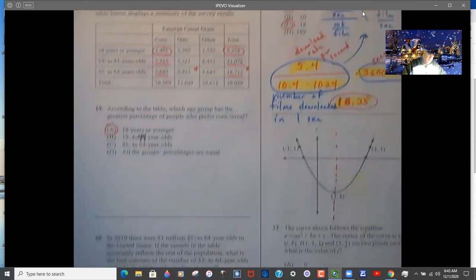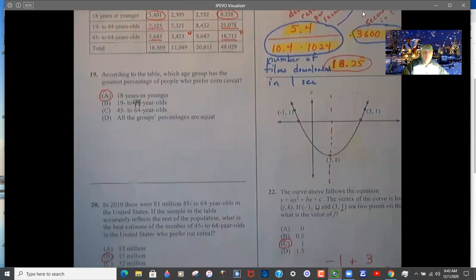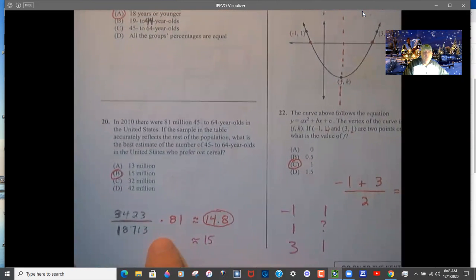So that's the percentage of people who prefer oat cereal, times, relate that to the 81 million people. So that percentage would hold accurately in the rest of the population. So 14.8 million, which is about 15 million people. So that concludes this set of 10 problems.